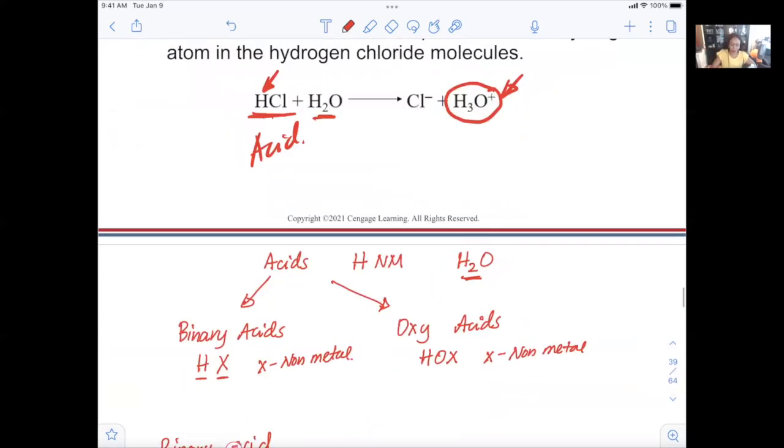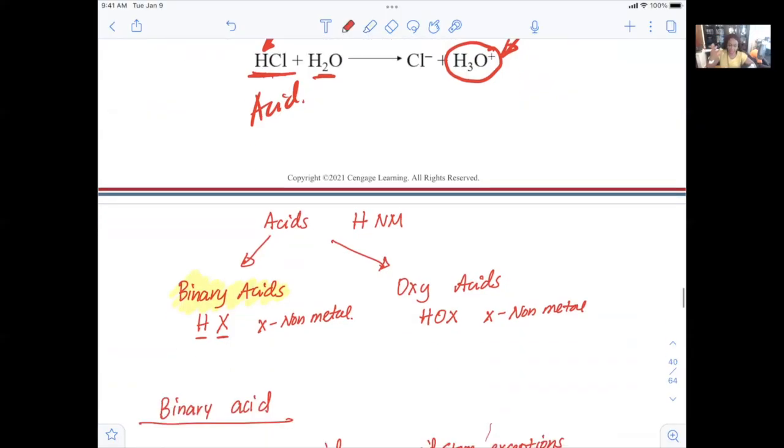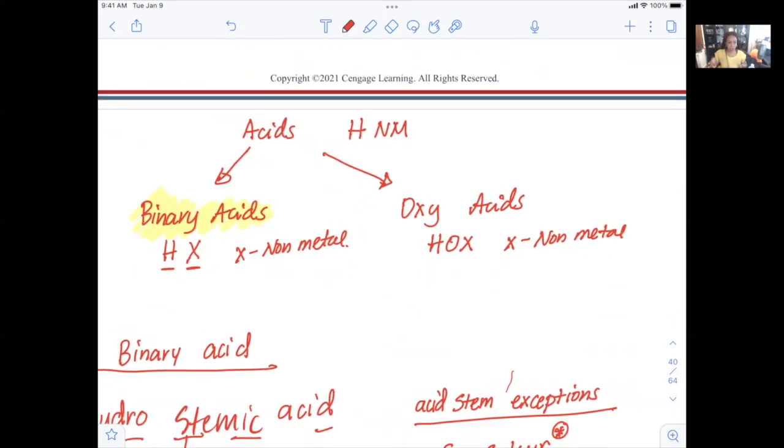Okay, so now that we've done all that, we still haven't named it, y'all. Okay, with the acids, there are two main types of acids. One is called a binary acid. We're seeing the word binary again. Binary stands for two. This is an acid made up of two elements. Remember, the acid is identified by the hydrogen ion or the hydrogen being the first element.